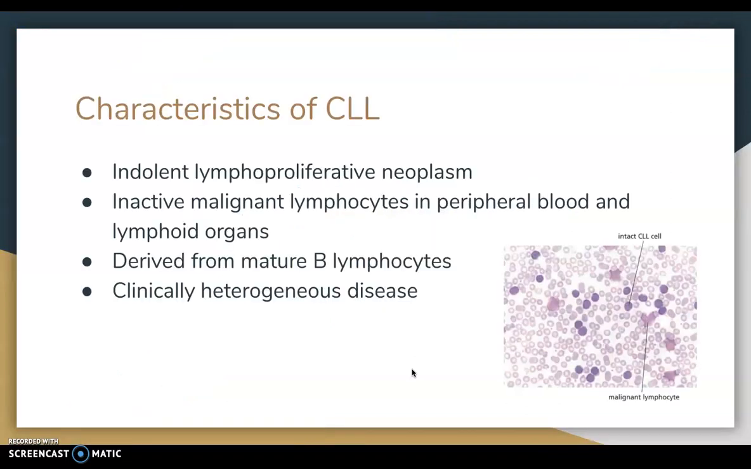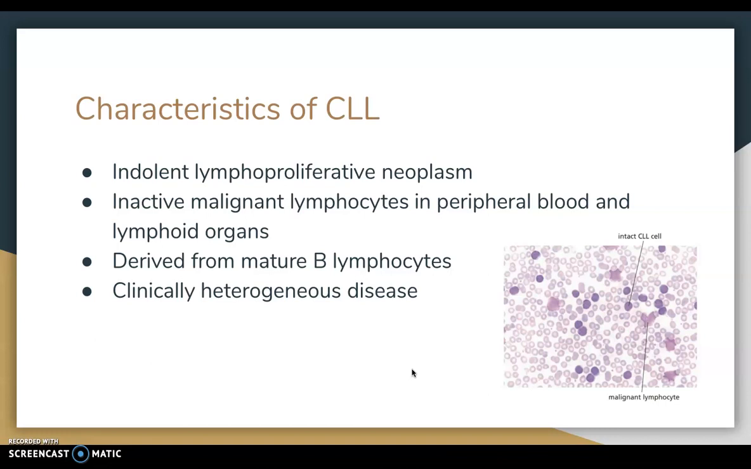Characteristics of CLL are that it is an indolent lymphoproliferative neoplasm. So indolent refers to it being slow growing, and lymphoproliferative refers to the overproduction of lymphocytes, and then neoplasm essentially just means overgrowth. So in CLL, there is a progressive accumulation of these functionally inactive malignant lymphocytes in both peripheral blood and lymph node organs.